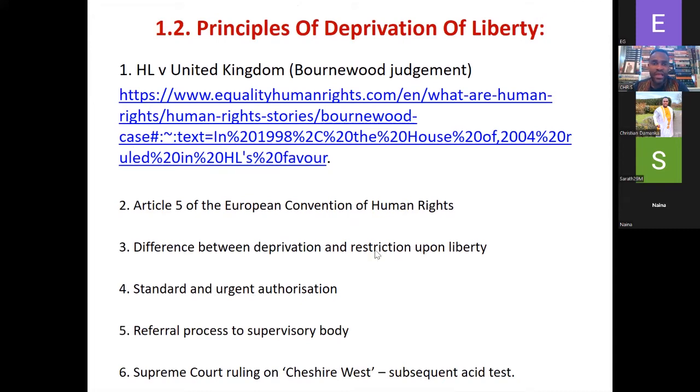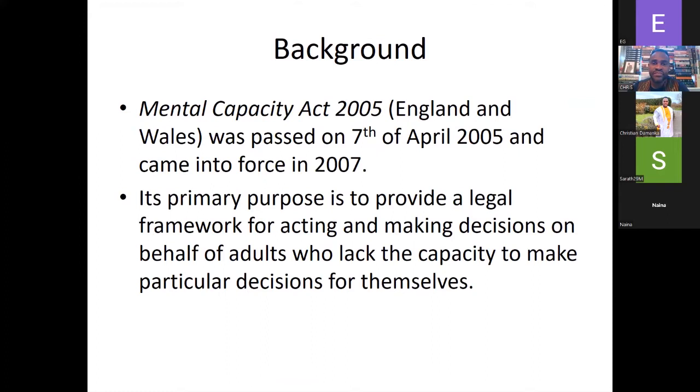Okay. Any question before we continue? Right. So if there is no question, much of these we have covered already in terms of the background to the Mental Capacity Act 2005, which is an act of the United Kingdom Parliament passed on the 7th of April 2005. But even though it was passed as an act of Parliament, it didn't come into force. It didn't become operational until 2007. It became operational as a legislation of the land in the year 2007.